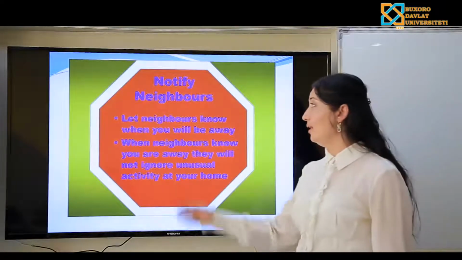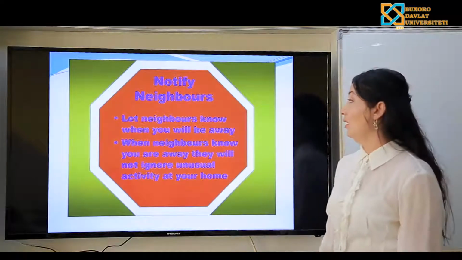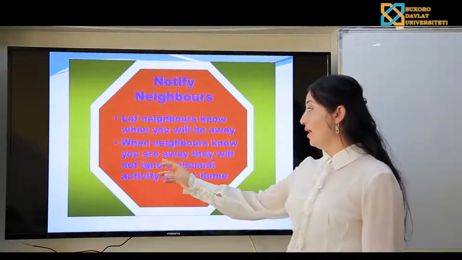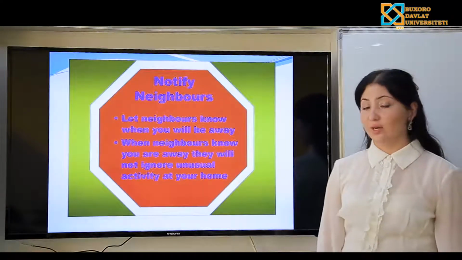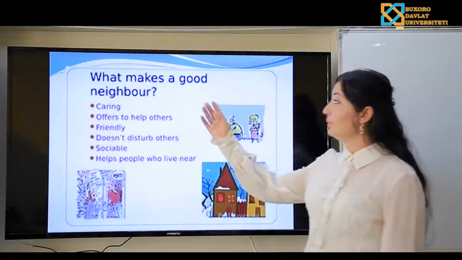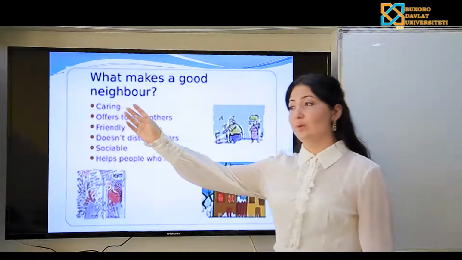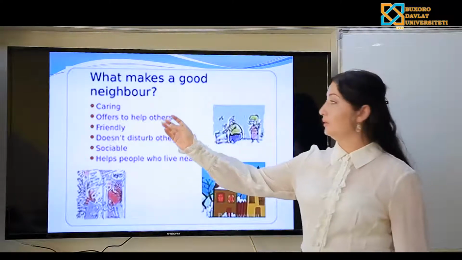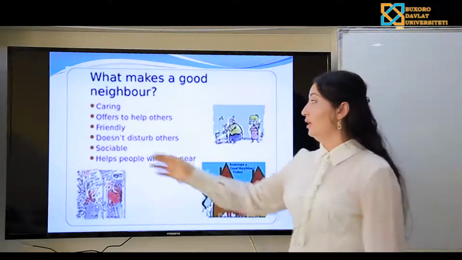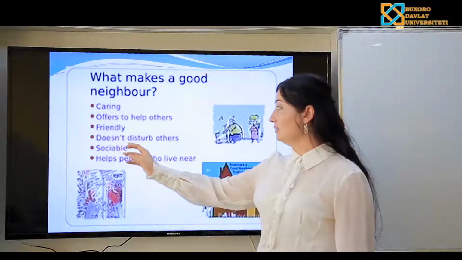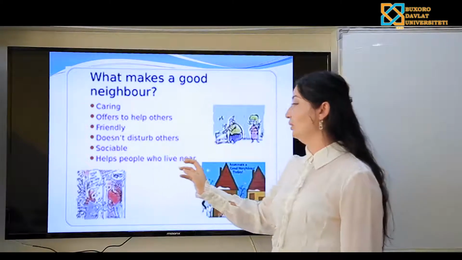Notify neighbors: let neighbors know when you will be away. When neighbors know you are away, they will not ignore unusual activity in your house. What makes a good neighbor? First of all, you should care about your neighbor. Then, offer your help to your neighbor. Friendly, doesn't disturb others. Sociable, and helps people who live near.